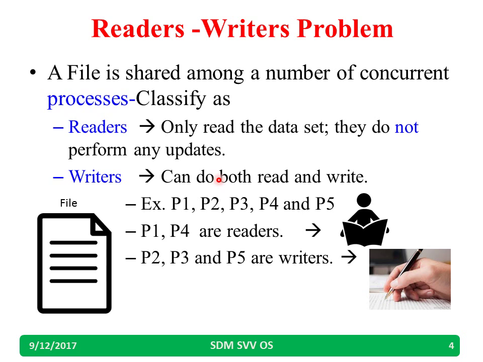Let us take an example. We have processes P1, P2, P3, P4 and one more, P5. P1 and P4 are readers, meaning they will not write anything into the file, whereas P2, P3 and P5 are writers, meaning they update the file. In general, we have two classifications, readers and writers. Now we are going to talk about how synchronization can be achieved between the readers and writers using a semaphore.